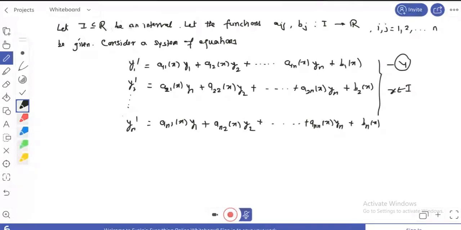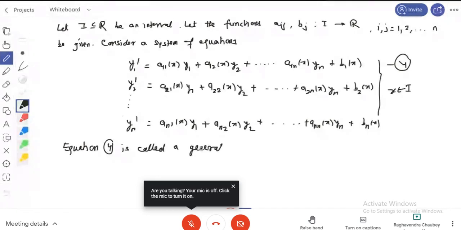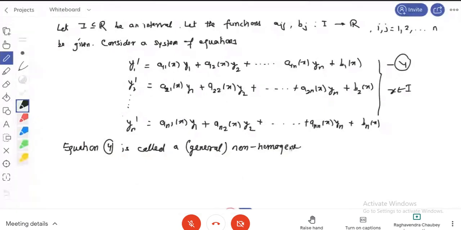to that interval I. Okay, so this equation 4, basically this is your main equation. The equation 4 is called a general non-homogeneous system, okay, of how many equations? So n equations. So this is this thing.